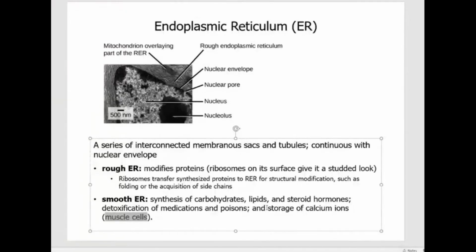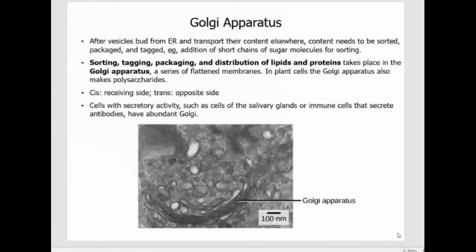And for muscle cells, very specialized cells, the smooth ER also stores calcium ions. That's critical because once the calcium ions are released, then your muscle cells are going to start contraction. So they store calcium ions. When you need your muscle cells to contract, there will be signals for the smooth ER to release the calcium ions. So for muscle cells, smooth ER is actually very important.